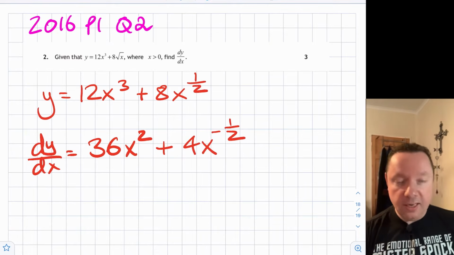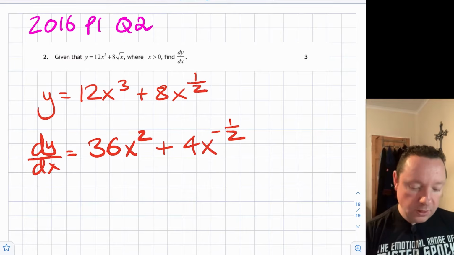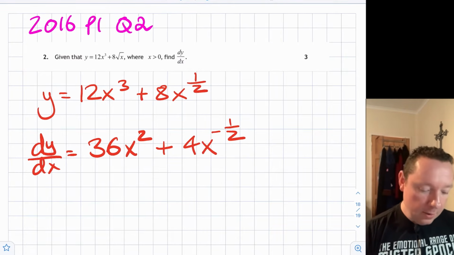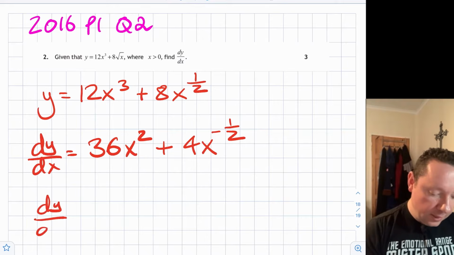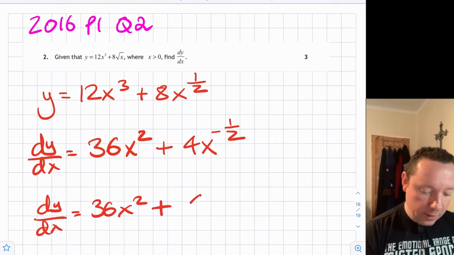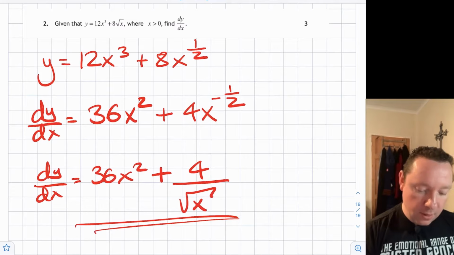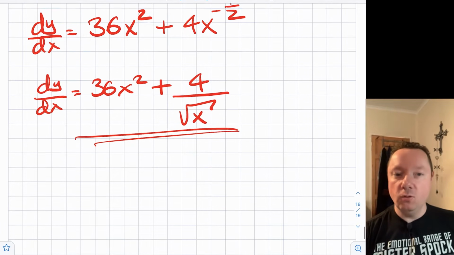Notice it does not say leave it as a positive power. It doesn't say to substitute a number in later or anything else. There's your final acceptable answer. You don't need to do anything else. But just for the practice, dy by dx would then equal 36x squared plus 4 over x to the half. So that's the square root of x. And that extra step is not required.